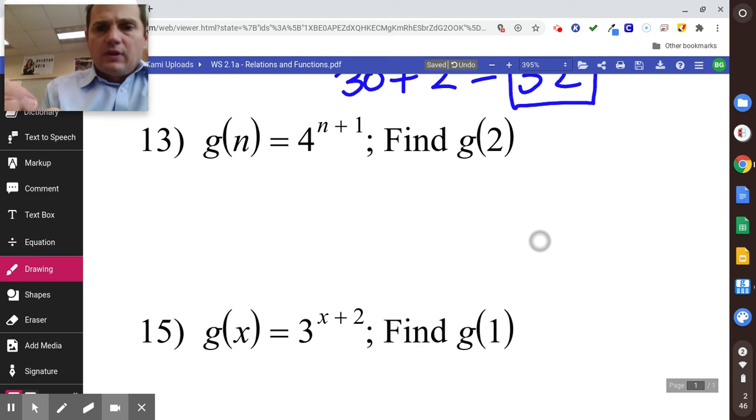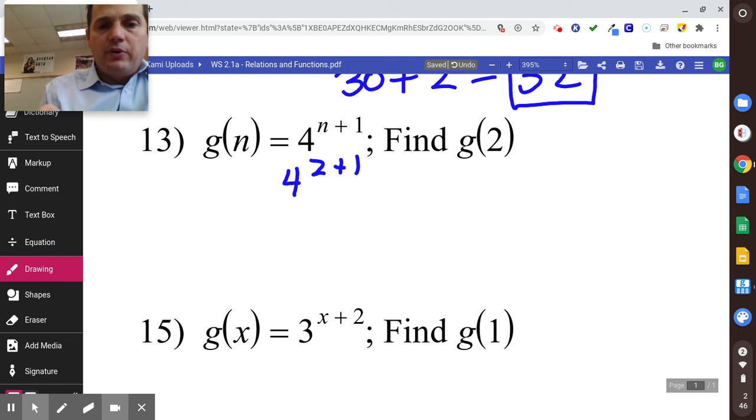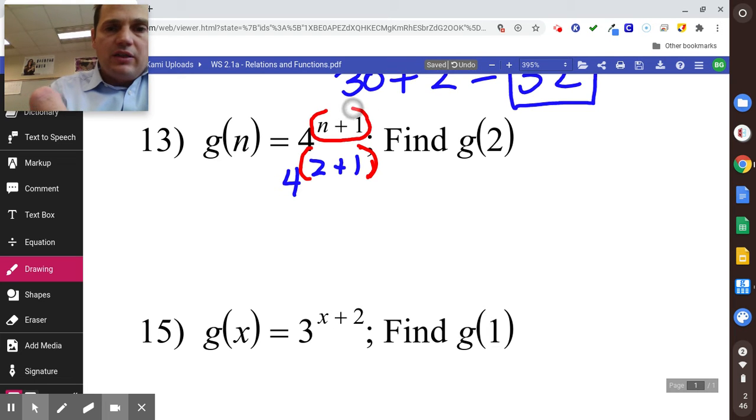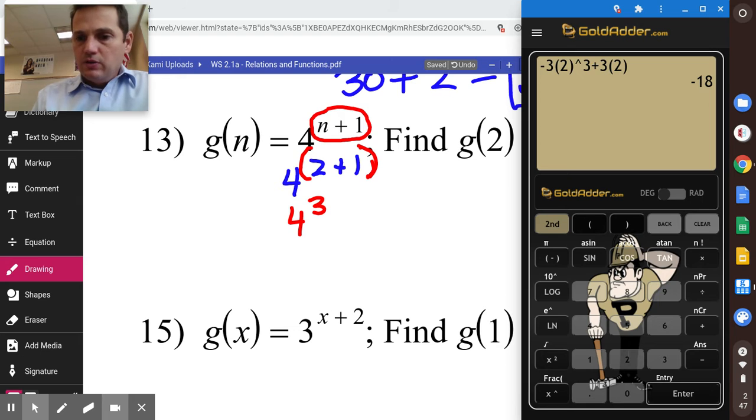13. 4 to the 2 plus 1. Okay. Now, this one's a little bit tricky because you might want to do your exponent first, but technically these two numbers are grouped together. We don't see parentheses, but those two numbers are definitely grouped together because they're all part of the exponent. So we really have to do that first. 2 plus 1 is 3. We're going to have 4 to the third power. 4 to the third power means 4 times 4 times 4. Can't do that, then get your calculator out and do 4 caret 3. 4 times 4 times 4 is 64.